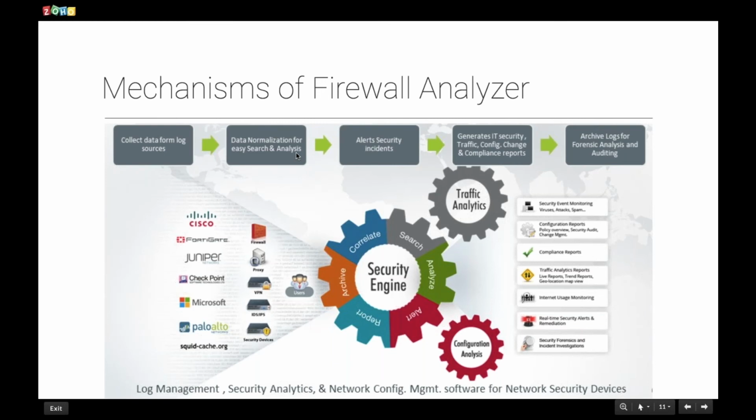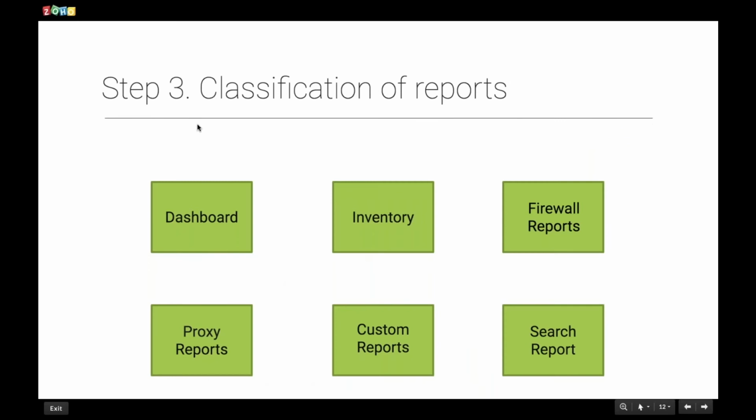In parallel, the syslogs are normalized, stored in the DB, and then Firewall Analyzer starts to generate syslog-based security and traffic reports. Let us look at what reports are generated in the next slide. Firewall Analyzer provides a wide range of reports. The first is the dashboard and inventory report. These reports give a high-level overview of all the firewall statistics.